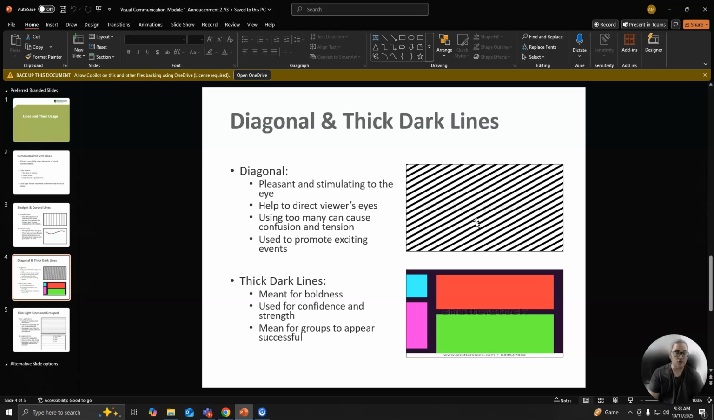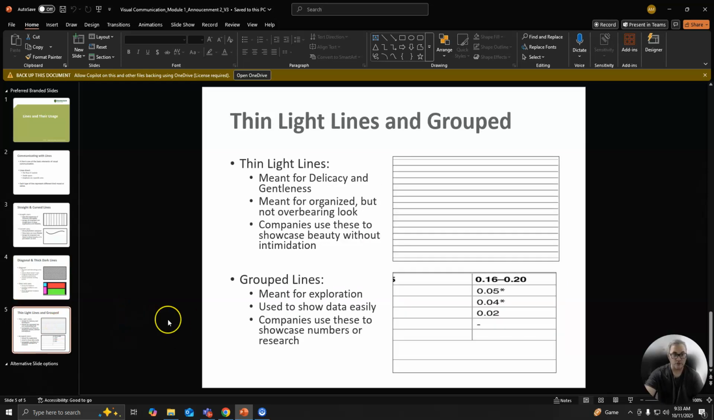Now, thin light lines, and then group lines, which is the next element I'm going to cover. Thin light lines are meant for delicacy and gentleness. They're meant for an organized but not overbearing look, and companies use these to showcase beauty without intimidation. Well, I'm sorry, I'm getting ahead of myself.